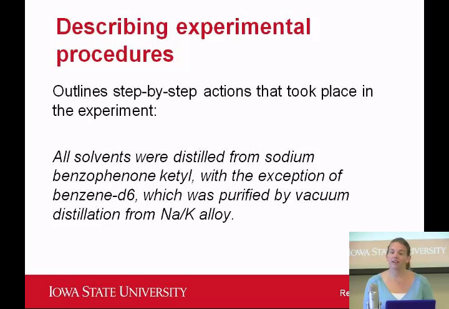Okay, our next step we're going to look at is called describing experimental procedures. This step is often very lengthy, where you outline the step-by-step actions that took place in your experiment. So the author would describe these in order to help the audience understand what was done to get to the results and to illustrate how those experimental steps were actually completed.